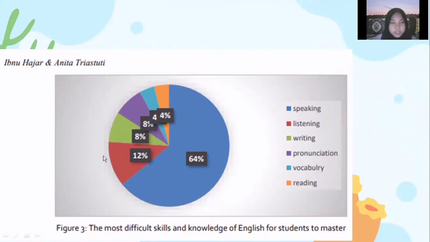The result of the third question, about the most difficult skill and knowledge of English for students to master, showed that about 64% of students chose speaking. Then about 12% of students chose listening. About 8% of students chose writing and pronunciation. And then about 4% of students chose vocabulary and reading.